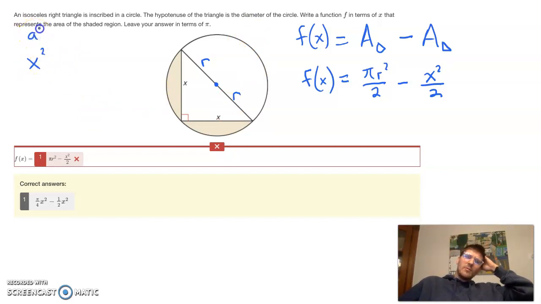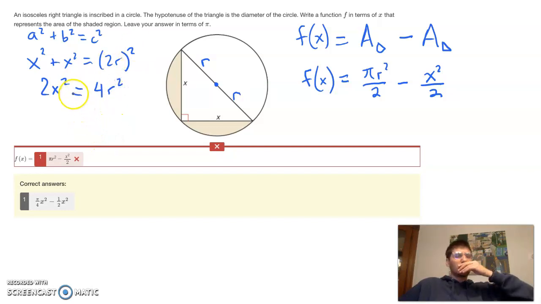So we know the Pythagorean theorem: a squared plus b squared equals c squared. In this case, the legs are both x. So x squared plus x squared equals the hypotenuse squared. The hypotenuse happens to be the diameter, which is 2r, squared. Okay, 2x squared equals 4r squared if I square both. Interesting. So actually we have r squared here. What we could maybe do is just divide both sides by 4, and we would just get x squared over 2 equals r squared.